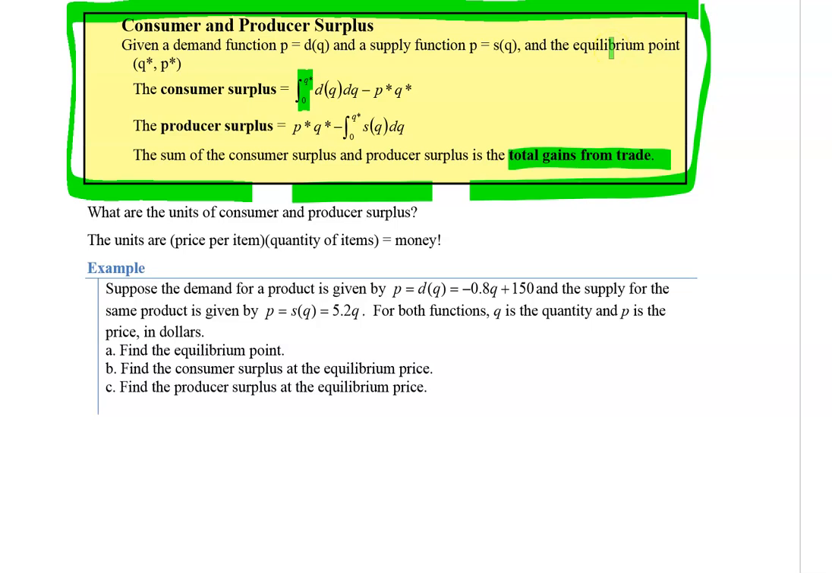And what are our units going to be? If you're doing price per item times quantity of items, the unit would be money, because the items cancel out.